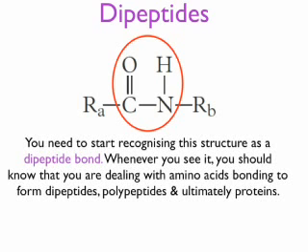Here's another way of representing it. Simply CO and NH. This condensed structural formula is not as immediately obvious, so you need to be able to recognise it as well.